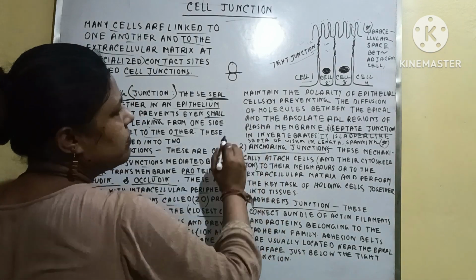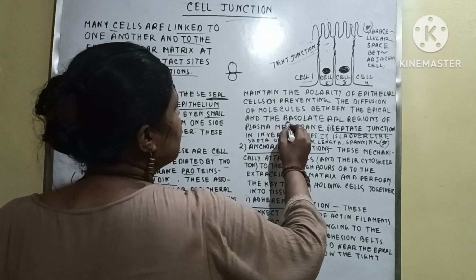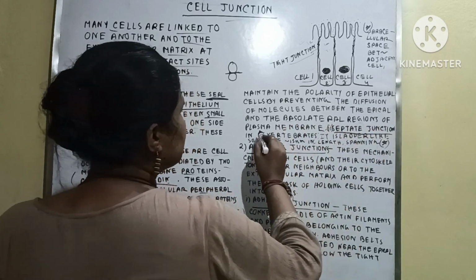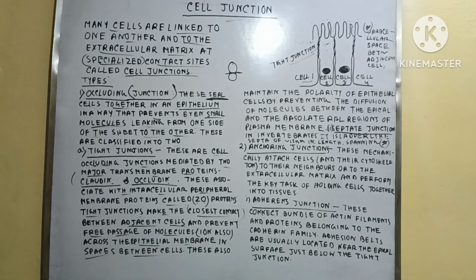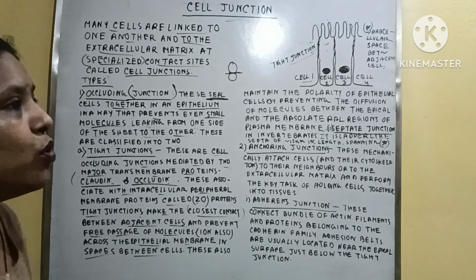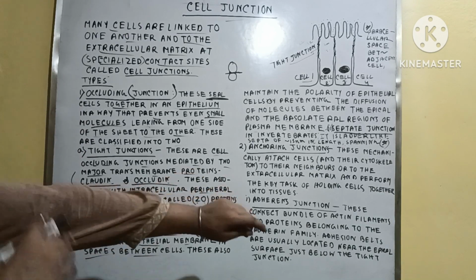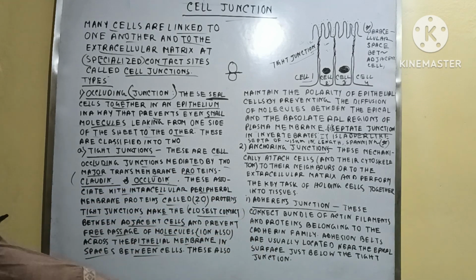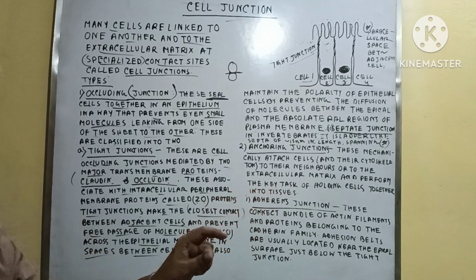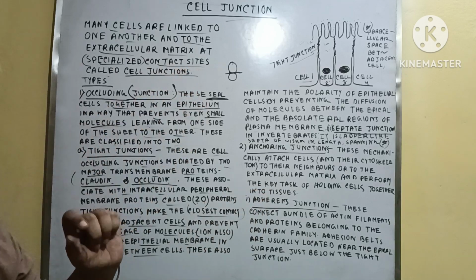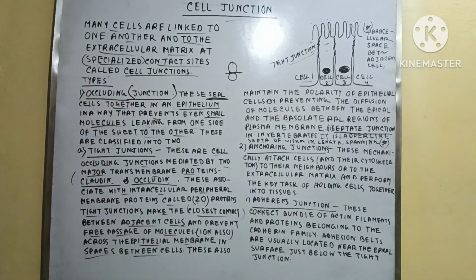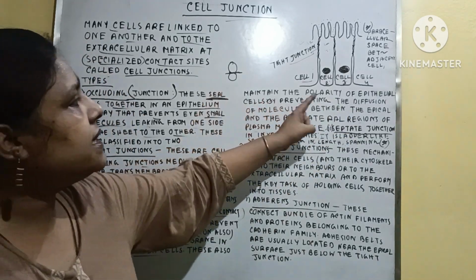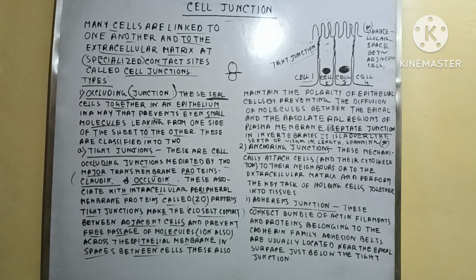the apical and the basolateral regions of the plasma membrane. So how does it make the polarity? It makes the polarity clear: which one is the basal portion and which one is the apical portion. How? By preventing the diffusion process of the molecules.